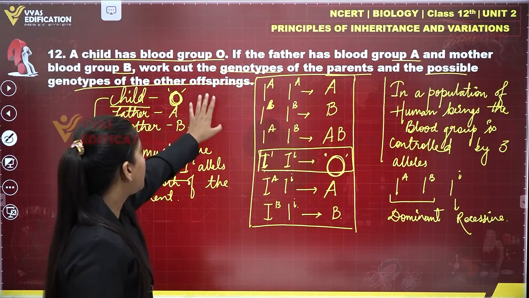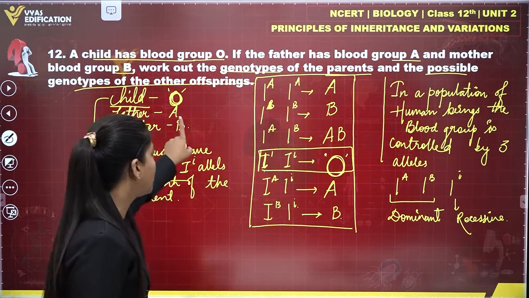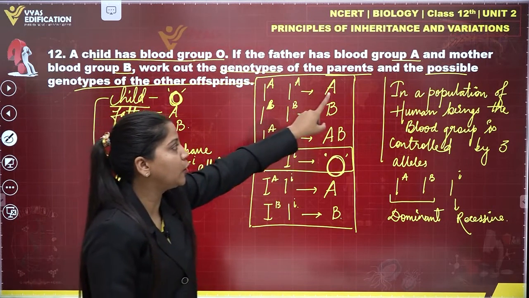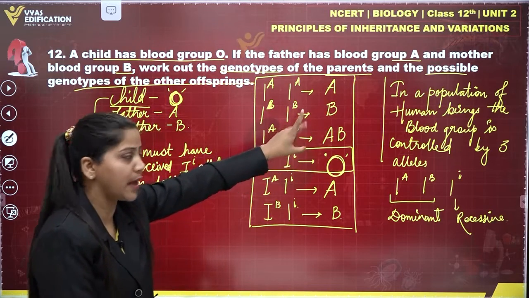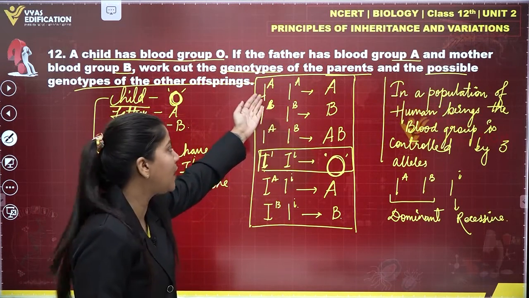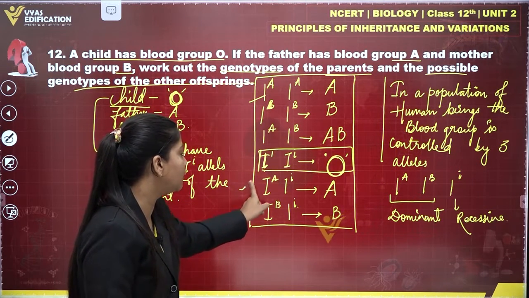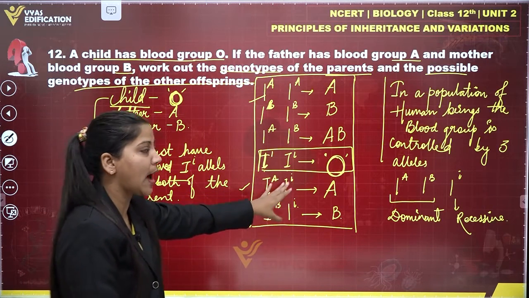And if we talk about the genotype of the parents, we have already talked about the genotype of parents. The blood group of the father is A. So the father can have the genotype IA IA, or the father can have this kind of genotype also, IA and i.